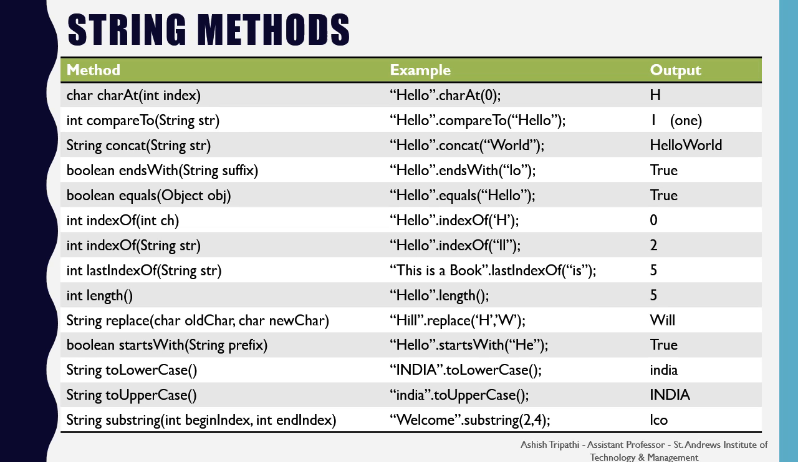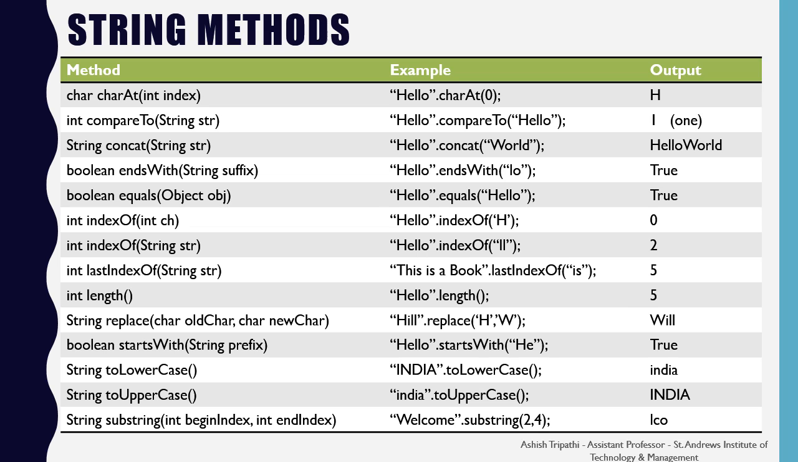The next method is concat. The concat method takes a string and joins it with the calling string. For example, "hello".concat("world") will return "hello world" as the string. The next method is endsWith. It takes a suffix string as an argument and checks whether the calling string ends with the same suffix string or not. For example, "hello".endsWith("lo") will return the true value because hello ends with lo.